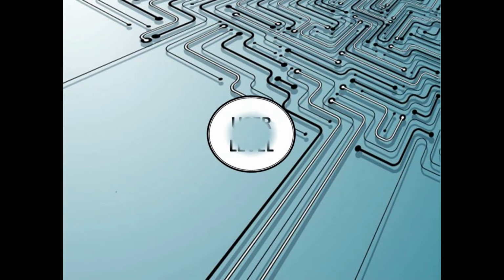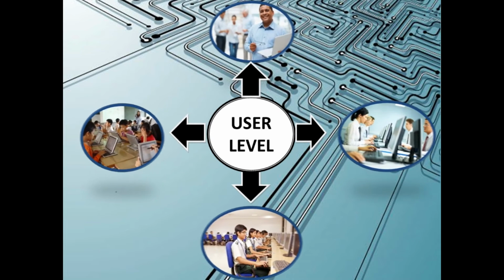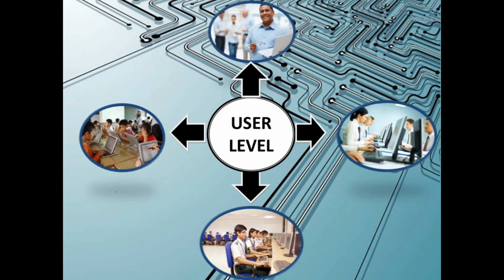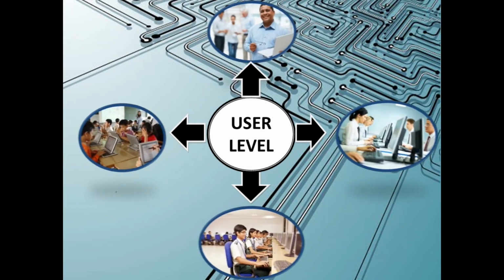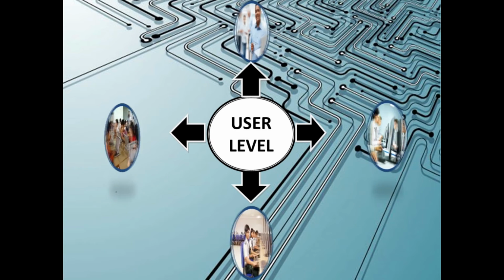In the user level, it talks all about the user of the computer. The first example of the user is the human itself, the one who uses or operates the computer. And those people in this picture are the workers or employees that need computers in order to meet the targets of their jobs.